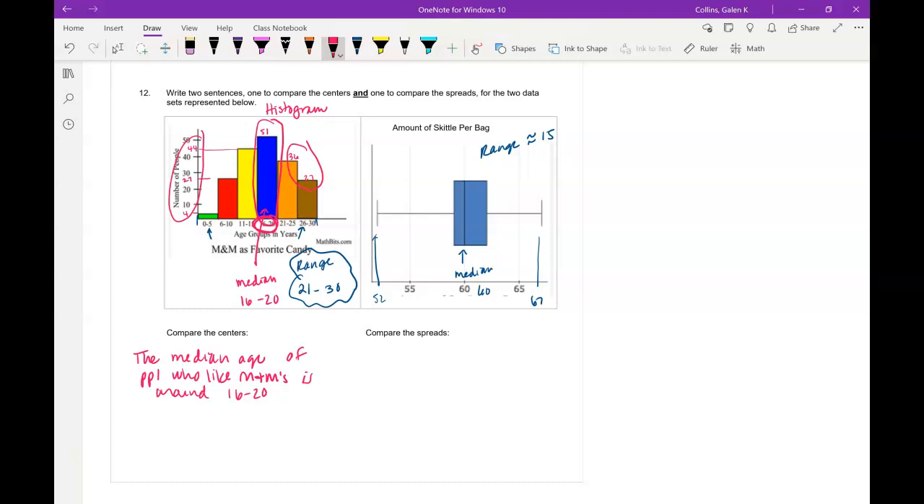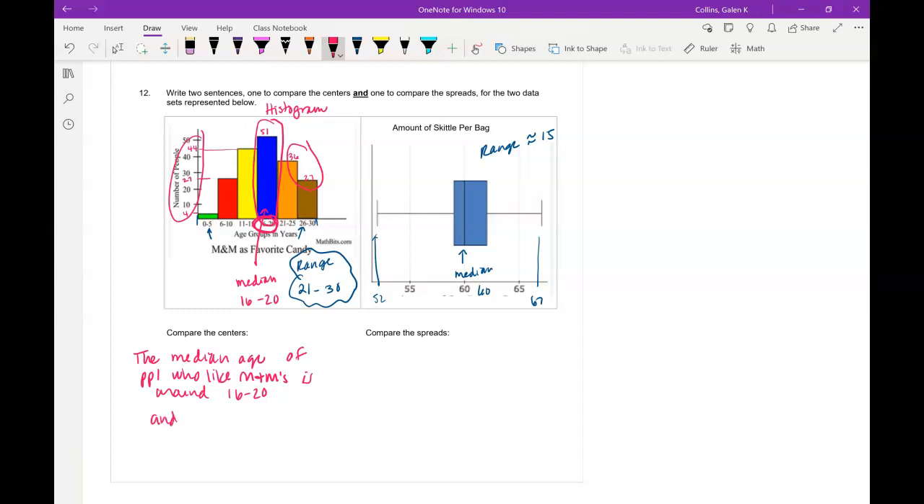Now, I don't know. Oh, this is the amount of Skittles per bag. This is weird data to compare. These are not the same types of data. One's about how many Skittles are in a bag. One's about who likes M&Ms, whatever. So the median age of people who like M&Ms is around 16 to 20.